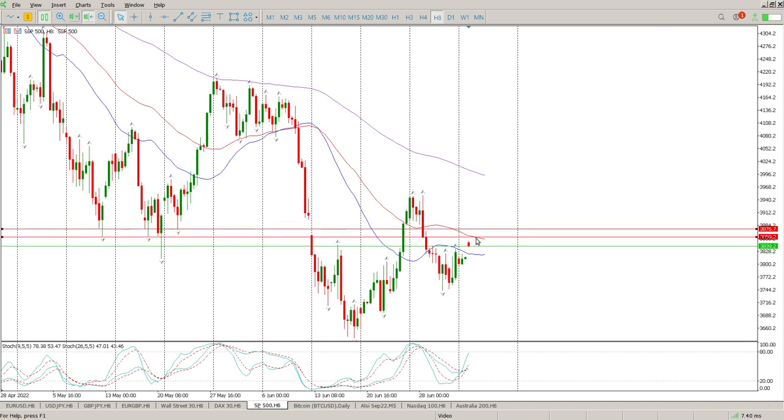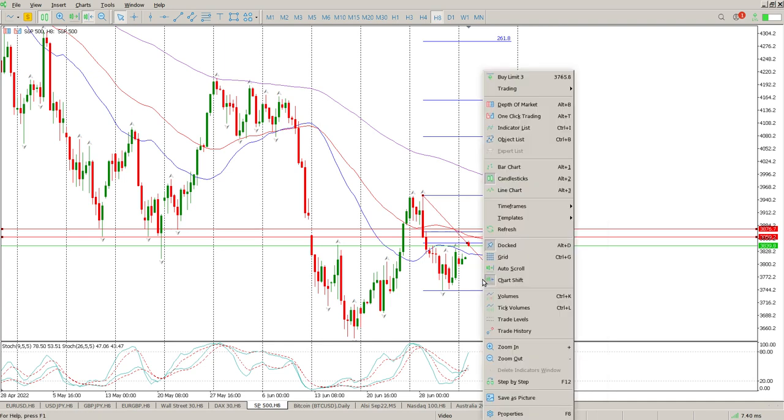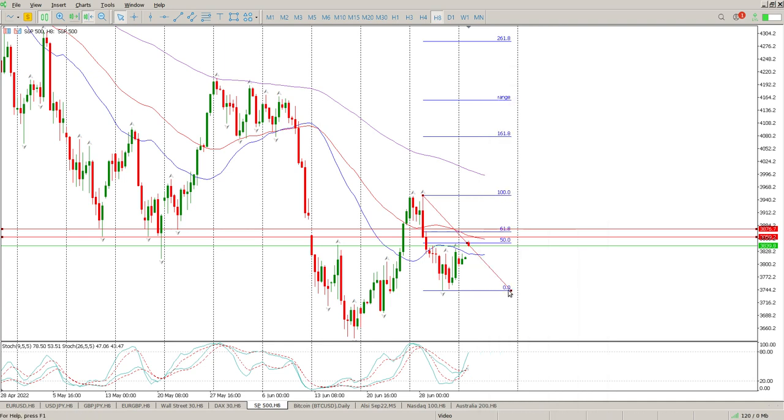So that's our zone. I think if you actually just add a Fibonacci to this last move down, you'll see we are at the 50%, so 61.8 is just below the next level to the upside. So that is a fairly decent area for us to get short. I just want to get rid of this Fibonacci.